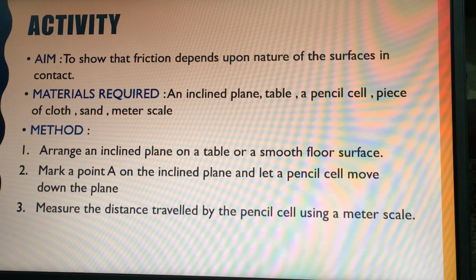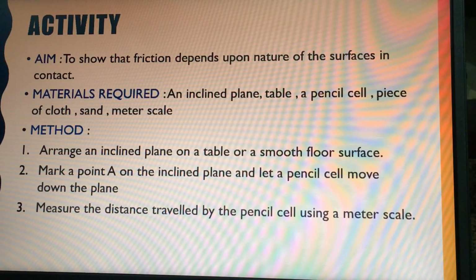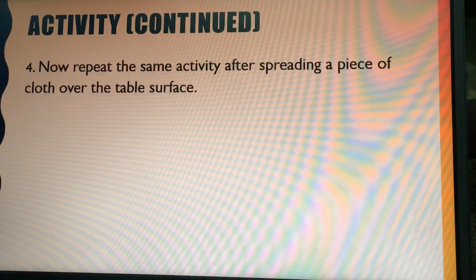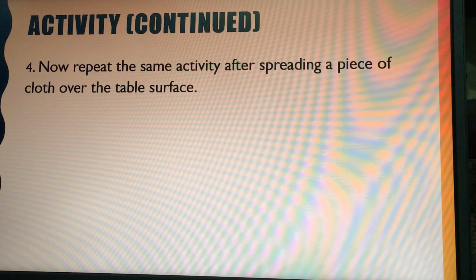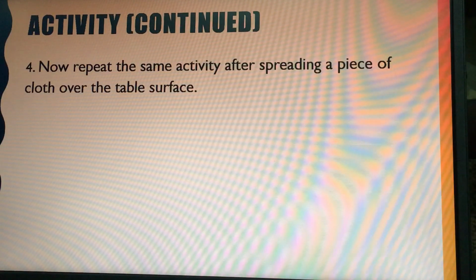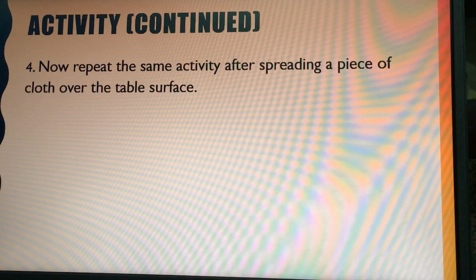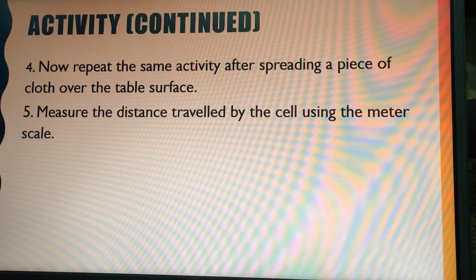First you will try with the first type of surface, which is the smooth table surface. In the next part of the activity, you will repeat all the steps you performed earlier after spreading a piece of cloth over the table surface. Firstly, you did it on a smooth table surface, and now you repeat the same activity after spreading a piece of cloth over the table surface. Now again measure the distance travelled by the cell using the meter scale.